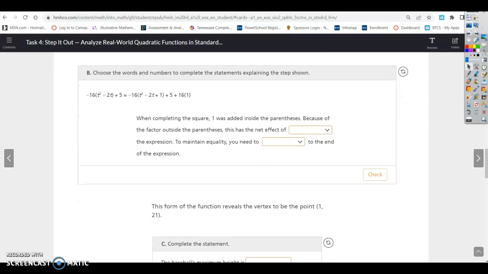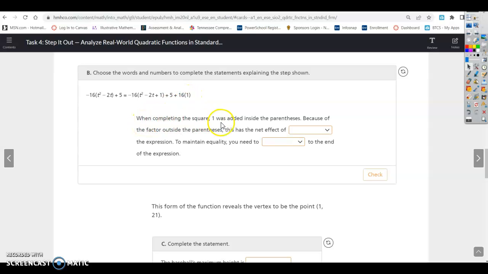Choose the words and numbers to complete the statements explaining the steps shown. All right, so we've got negative 16 times t squared minus 2t plus 5. Right here where they added 1, because this is in parentheses, that's negative 16 times 1. That's just that placeholder there. So because that's negative 16, again, we had to add 16 times 1 here.